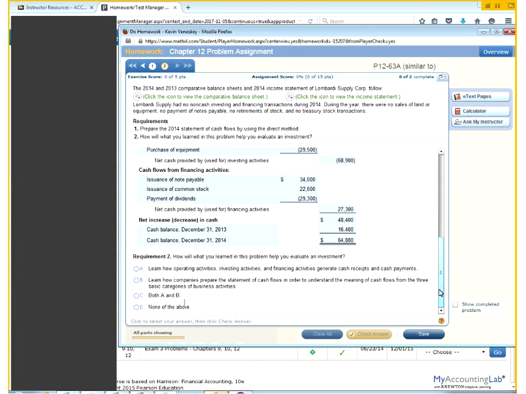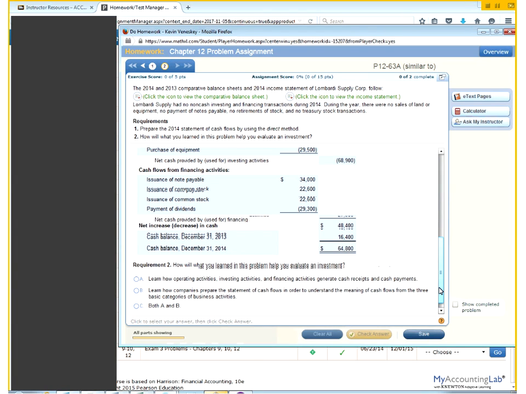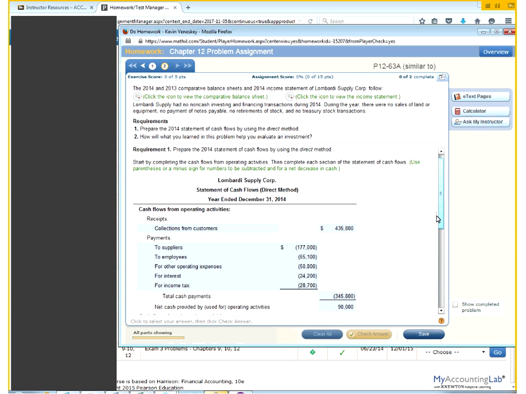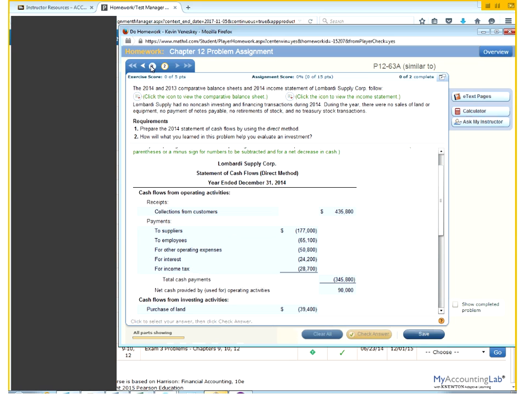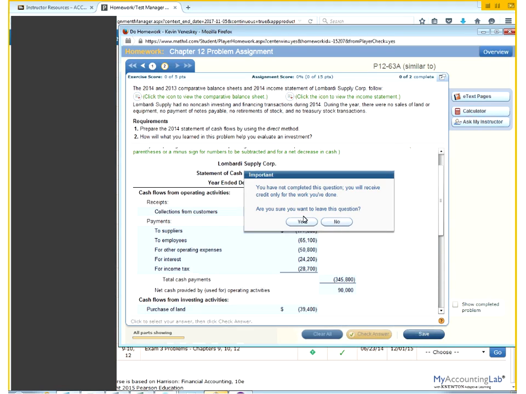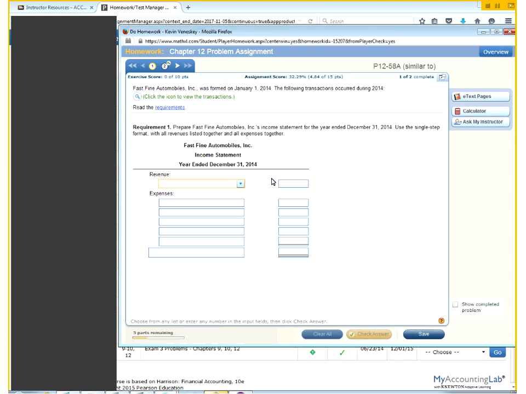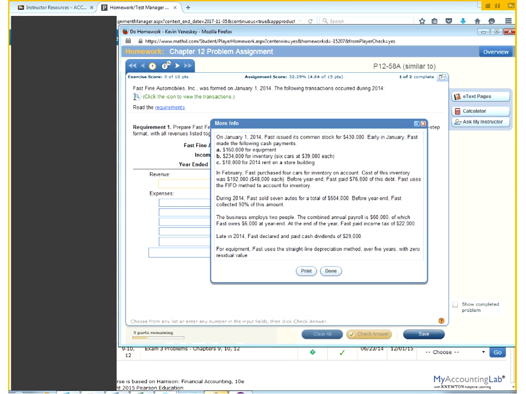You can easily do part 2 here. It's just a multiple choice. But that's how we're going to look at the direct method. The last thing I wanted to look at was problem 1. And this is preparing an income statement and a balance sheet. It's basically putting everything together we've done. And this is also something that you may want to go ahead and print out.